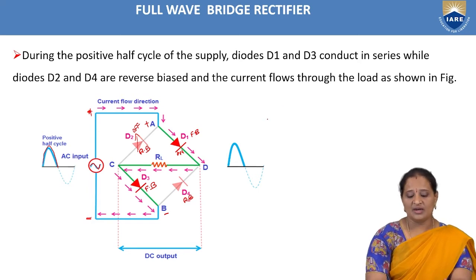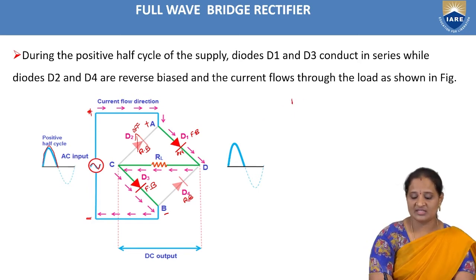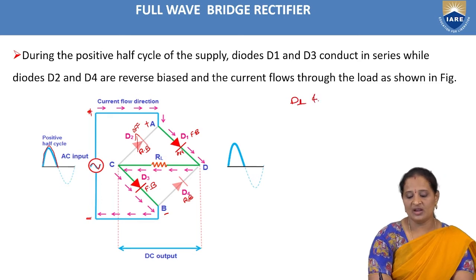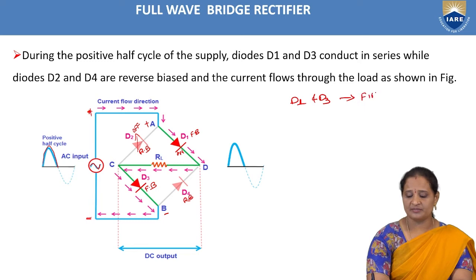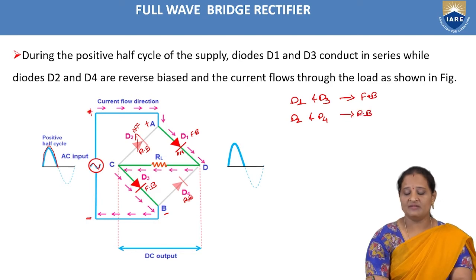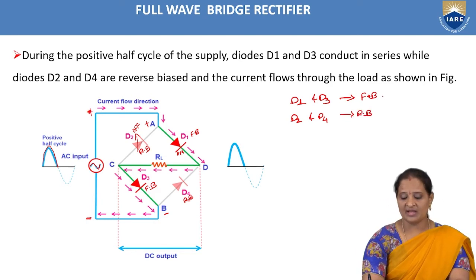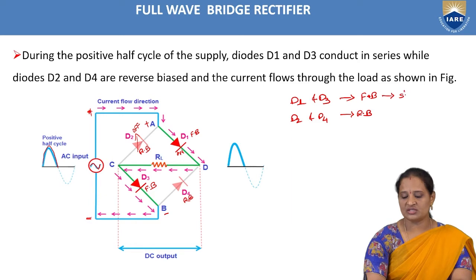Means what? Here during the positive half cycle, we can see that diodes D1 and D3 are forward biased, and diodes D2 and D4 are reverse biased. When a diode is forward biased, it acts as a short circuit.